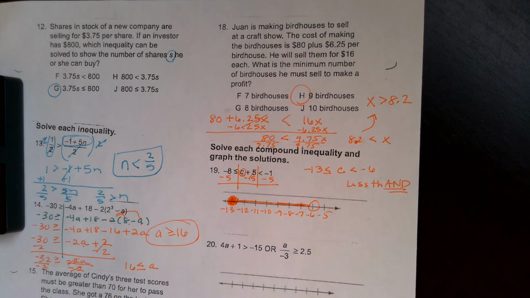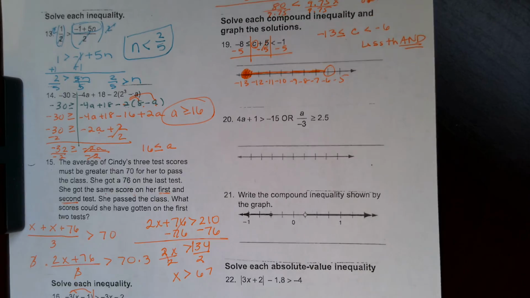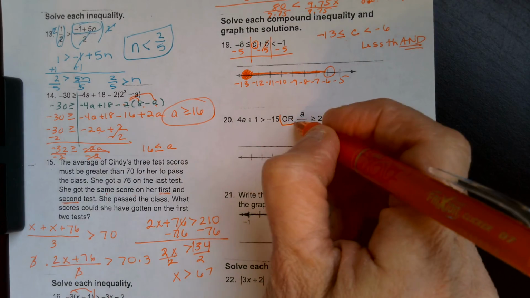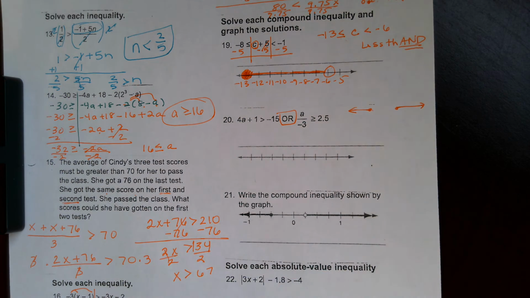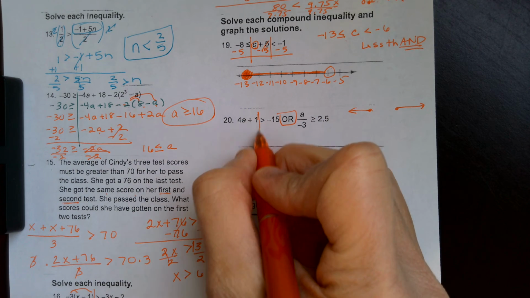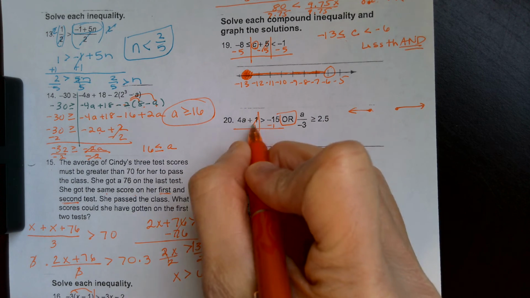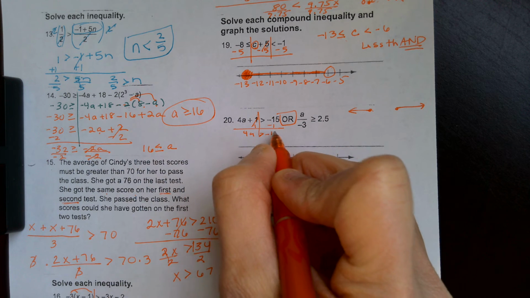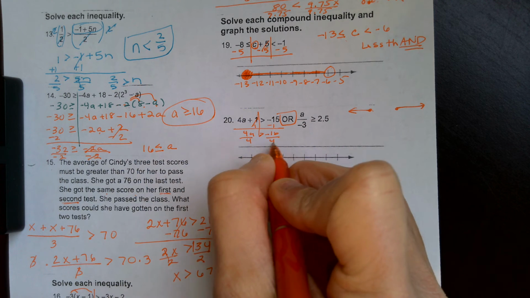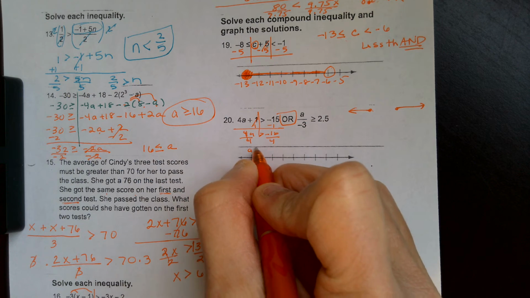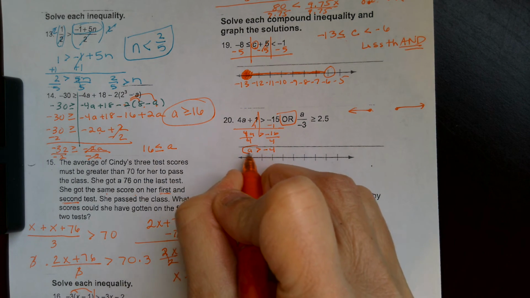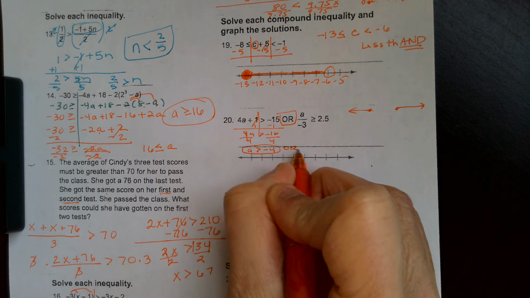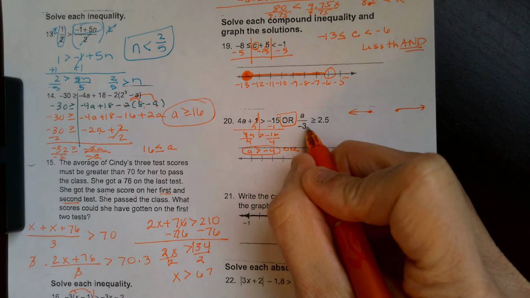Okay, next. Right away we see or. So we think we're going to have oars, like on a boat. Okay? So let's solve each one of them. Minus 1, minus 1. 4a is greater than negative 16. Divide by 4, divide by 4. A is greater than negative 4. So there's my first one.